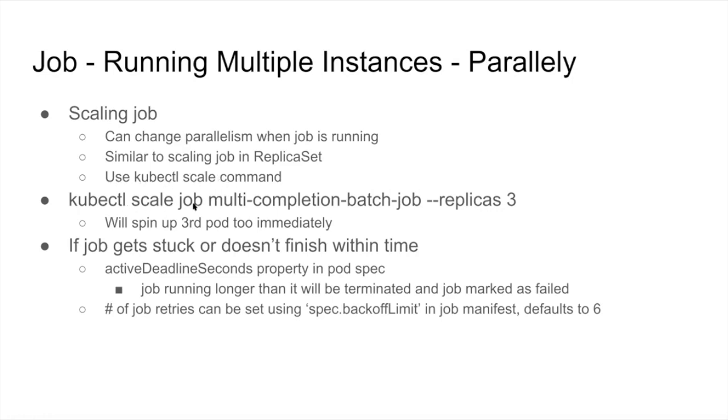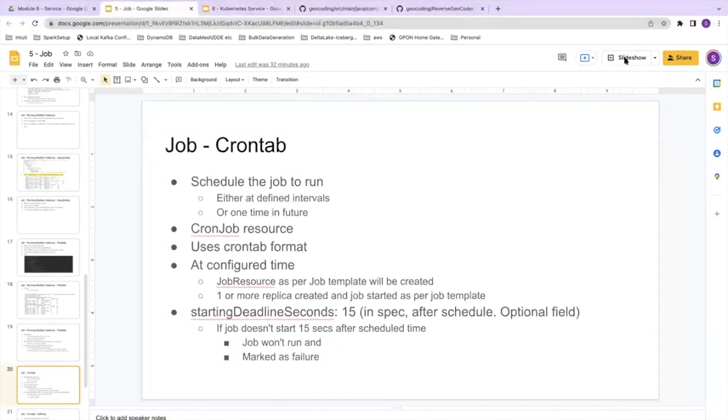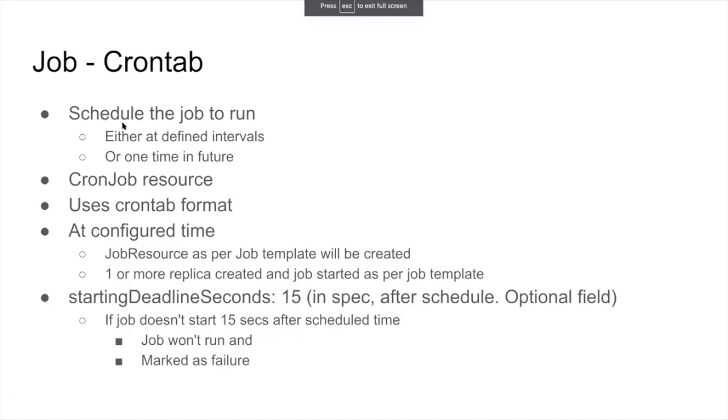So kubectl scale job -f with replicas 3. Now, cron tab, as you all know, you have worked with it at some time or other. You might have used cron tabs. So you can run the job either at defined intervals or one time in the future.